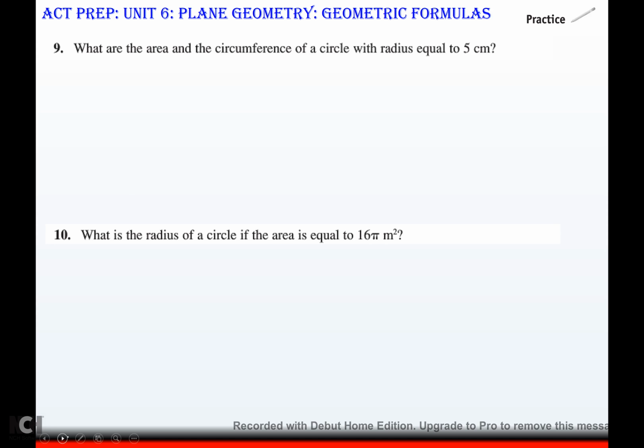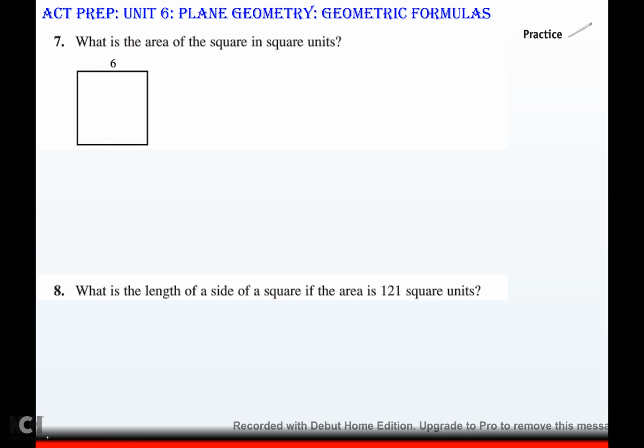Number 9. Oh, did I skip some? I did. Yep, 7. What is the area of the square in square units? Well, if it's a square, this side is 6 and this side is 6, and the area of a square is side squared, so it would be 6 squared, which would be 36 units squared.